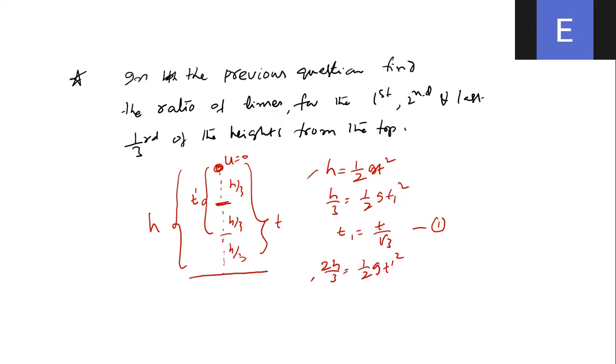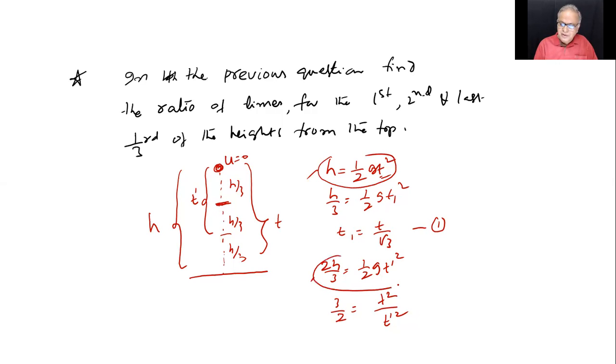So divide this by this again, because I want to get time in this t. We get 3 by 2 equals t square by t dash square. Do you understand what I did? This by this. So 3 goes up, so t square by t dash square. So what do I get for t dash? Root of 2 by 3 into t. Is it okay?